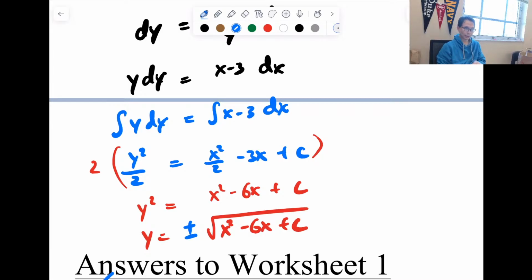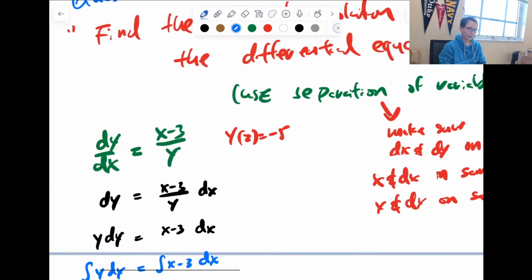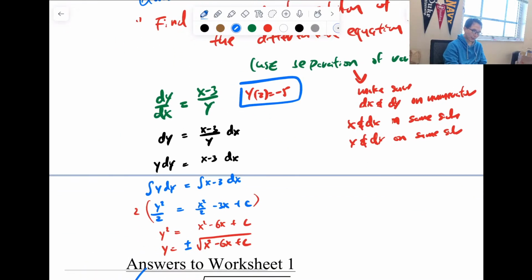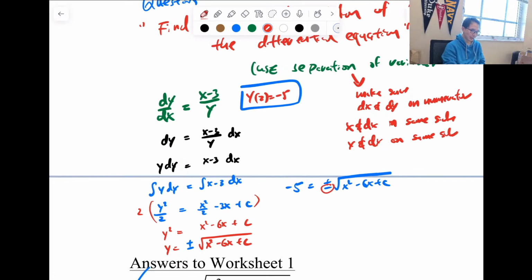Because they say the initial condition is what? y of 2 is equal to -5. Then I'm going to plug in -5 on the left side, and I'm going to do plus or minus the square root of x squared minus 6x plus c. Then you say, wait, why do I need a plus or minus? Because we square rooted both sides, we got plus or minus. So do I use a plus or do I use a minus? In this case, we have to use the minus, because if we use a plus, the result is not going to give you negative 5. So therefore, we have to use the negative version of it.